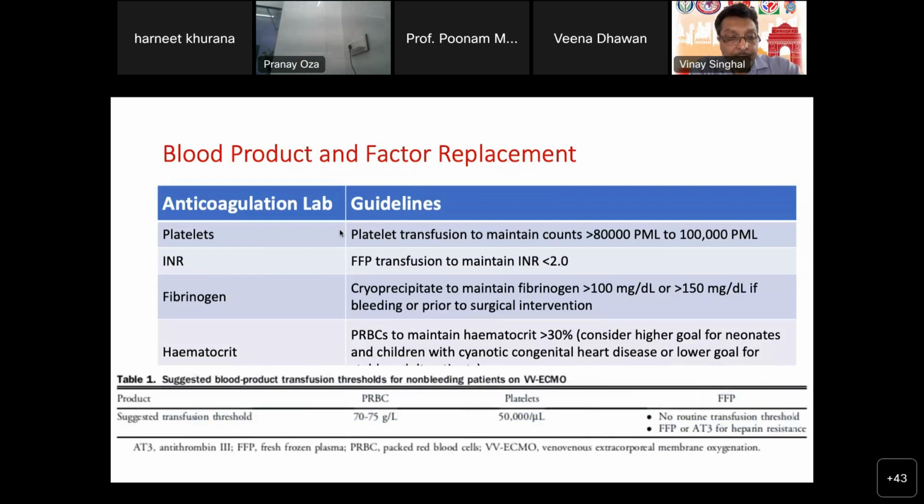So certain thresholds for transfusions: if your hemoglobin is around 7 to 7.5 grams per deciliter, and platelets 50,000, and no routine transfusion threshold for FFP. But again, we have to look at the factors and the patient's condition, and then we have to transfuse the FFP.